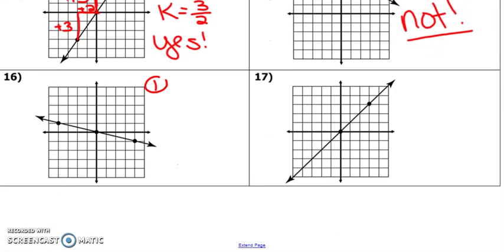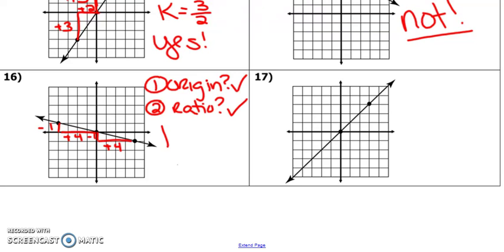If we look at 16, does it go through the origin? Yes. The second thing you have to look at is the constant ratio. I went down 1, positive 4, down 1, positive 4. So since it follows the same pattern, it has that constant ratio, my k is going to be negative 1/4.